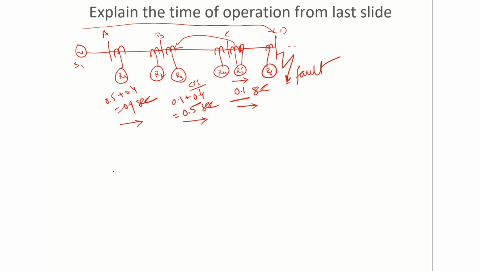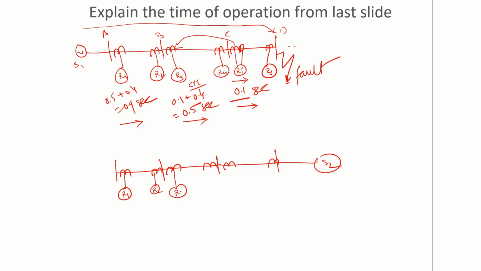Now just consider the reverse case in which we are assuming that we have removed source 1 first, and then we will see. So we have now only source 2, and these are our relays. So again we will do exactly the same thing. First we just number it like R1, R2, R3, R4, R5, R6. And now consider the fault is at the remote bus.